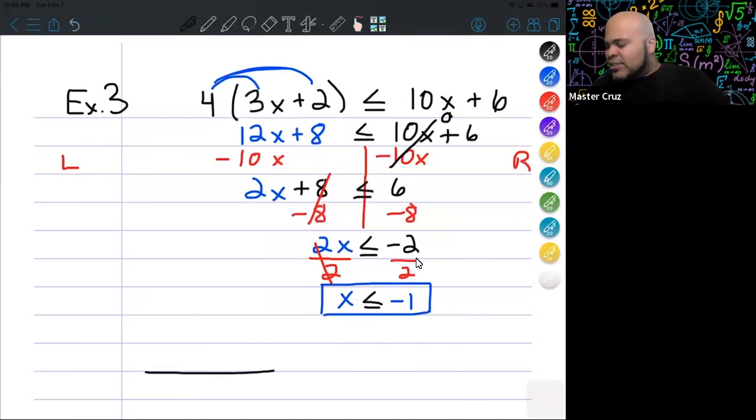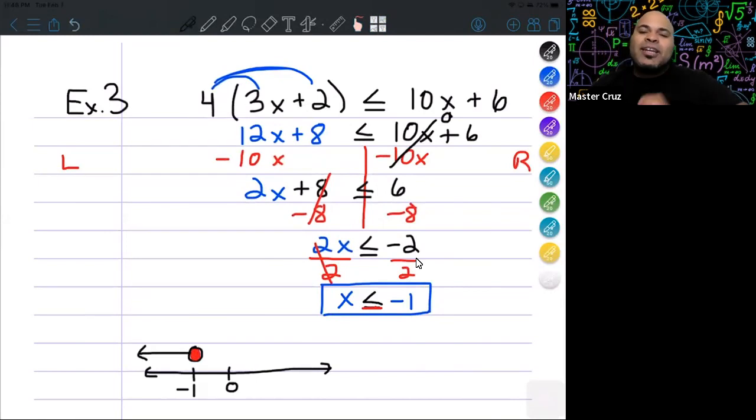And the last graph of the video, hopefully you're able to do it before I do it. So you should be at negative 1. This is going to be a closed circle because we have the equal to symbol at the bottom. So that line at the bottom fills in the circle. And then you go to the left. And that is how you solve an inequality and graph it on a number line.